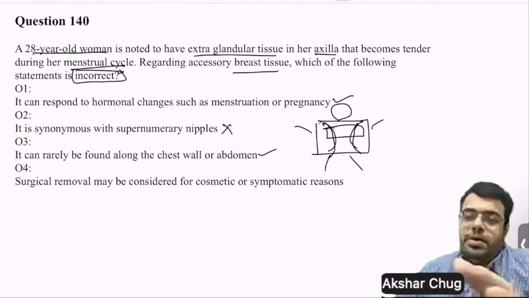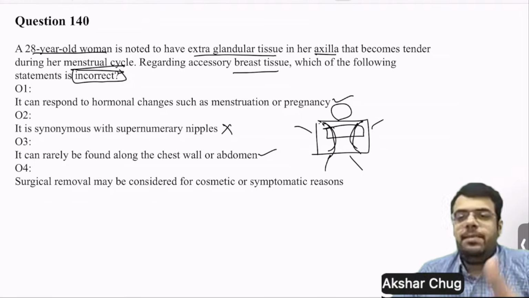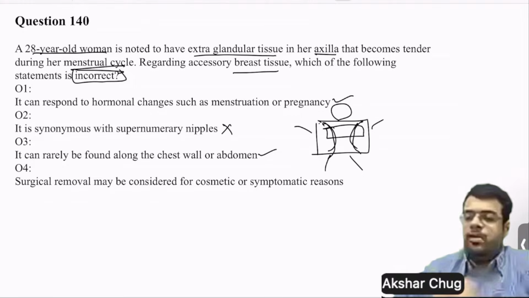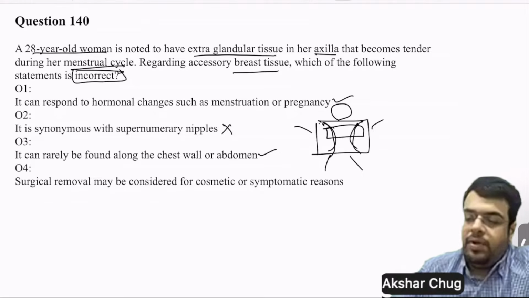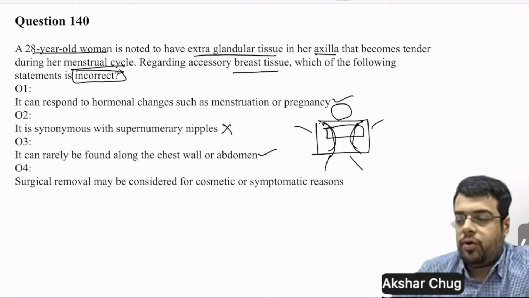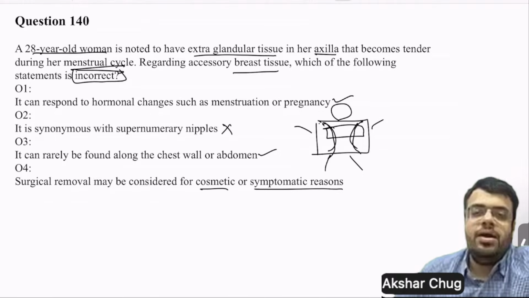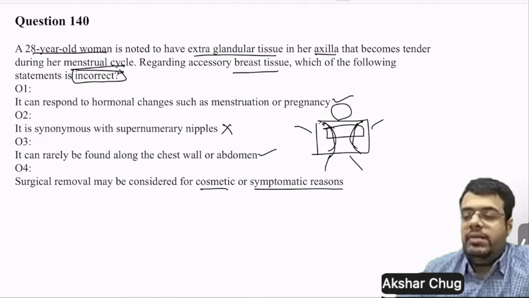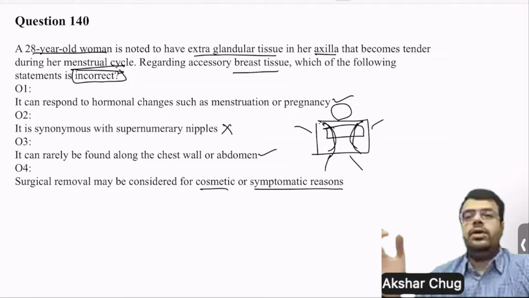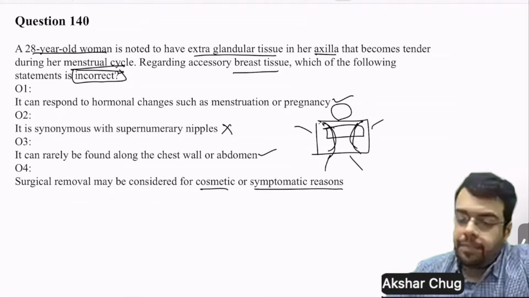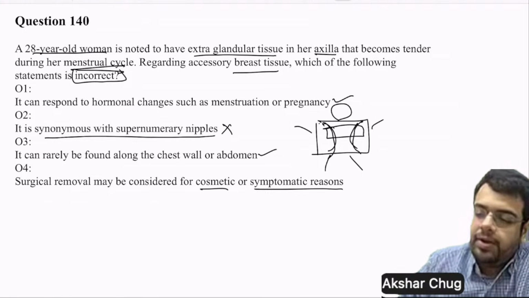But sometimes in the axilla, there might be accessory mammary tissue, which will react to the hormones. It can be found along the chest wall or the abdomen, and surgical removal may be considered for cosmetic or symptomatic reasons, as there is no need otherwise, since there is no risk of it developing into a cancer or anything. But it's not synonymous with supernumerary nipple.